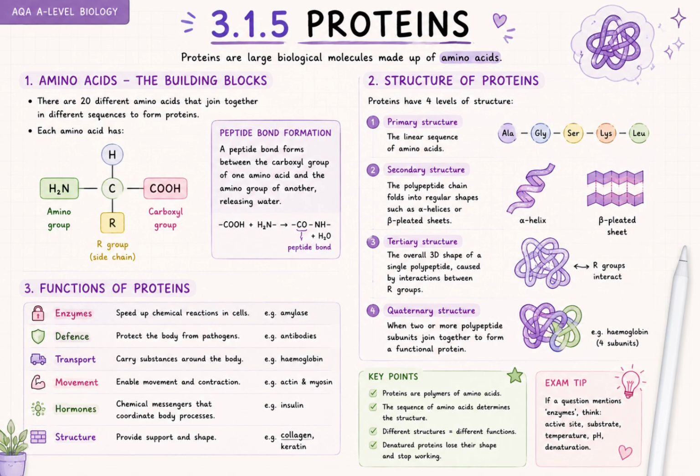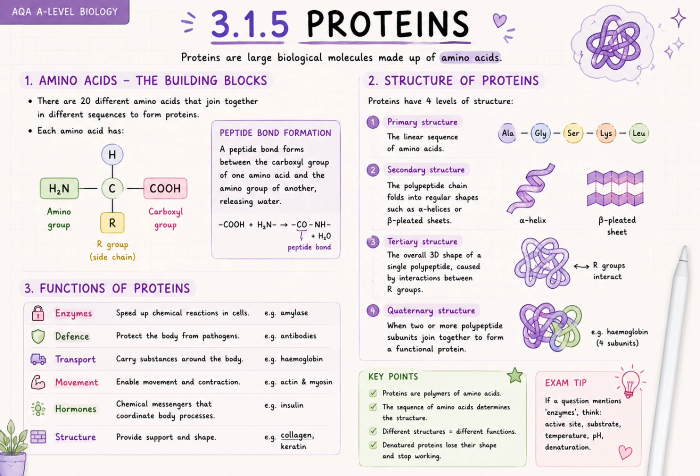Amino acids join together through condensation reactions to form peptide bonds, producing long chains known as polypeptides. During this reaction, water is released as the bond forms. Now, one of the most important concepts in this topic is protein structure. Proteins have 4 levels of structure. The primary structure refers to the specific sequence of amino acids within the polypeptide chain.